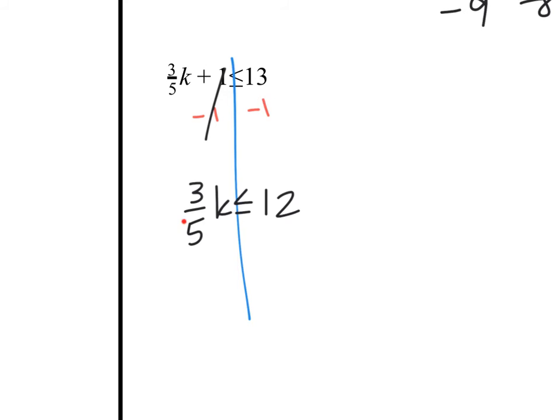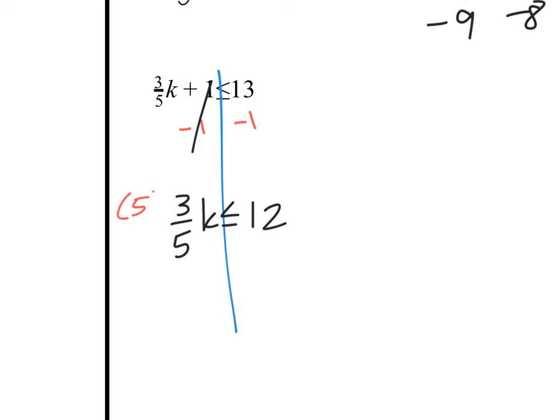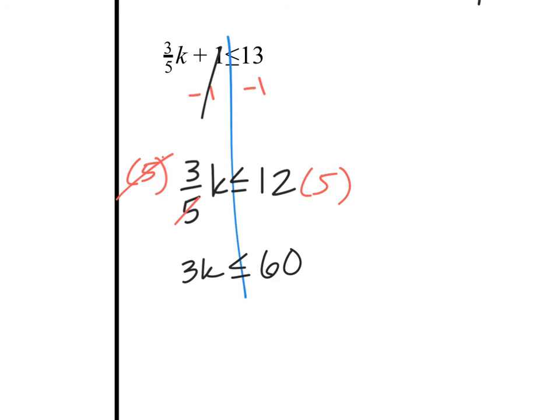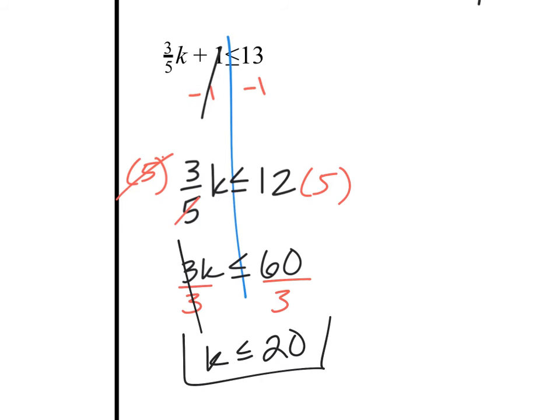I'm going to do it in 2 parts. So I'm going to undo this division first by multiplying by 5. Sorry, my fault. Let's multiply by 5 on both sides to get rid of the division. That way now I have 3k is less than or equal to 60. And then undo the multiplication by dividing, so that you get k is less than or equal to 20.